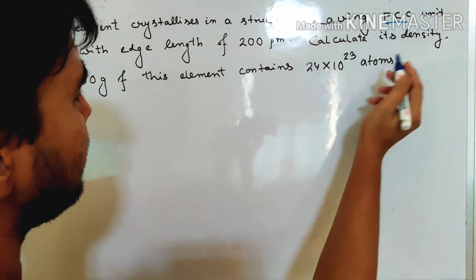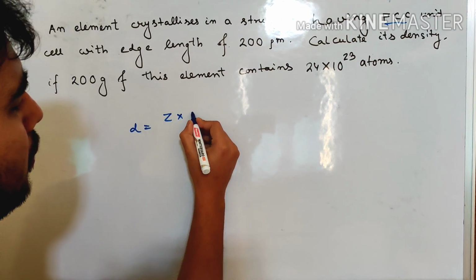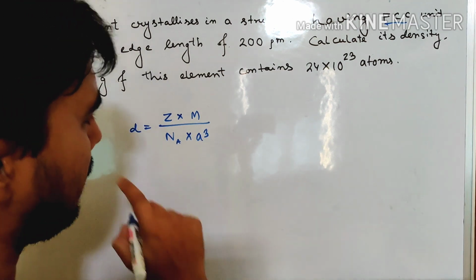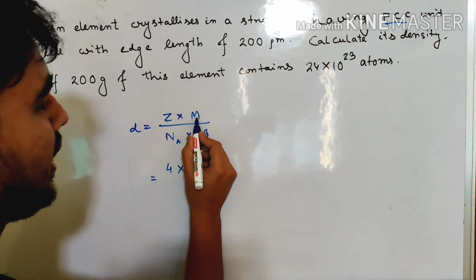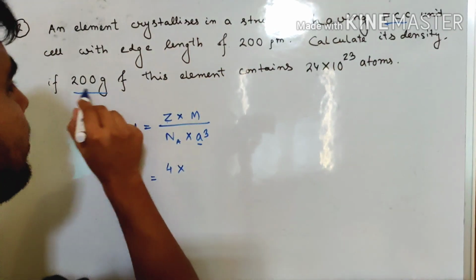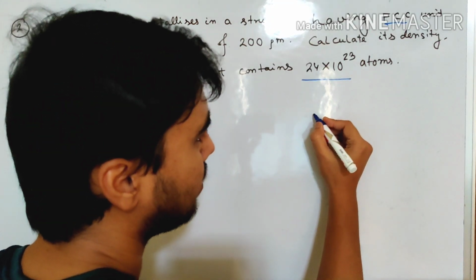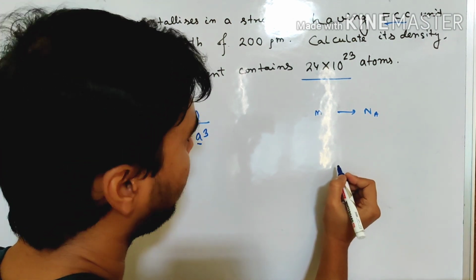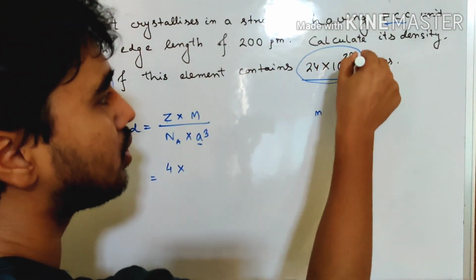Here it is given FCC. So as for the formula, which is D is equal to Z into M by NA into A cube. Z is obviously 4. M and A are not directly given, but it is given that 200 gram of this element contains this many atoms. Earlier we used to say that if the molecular mass is M, it is containing NA number of atoms, Avogadro number.